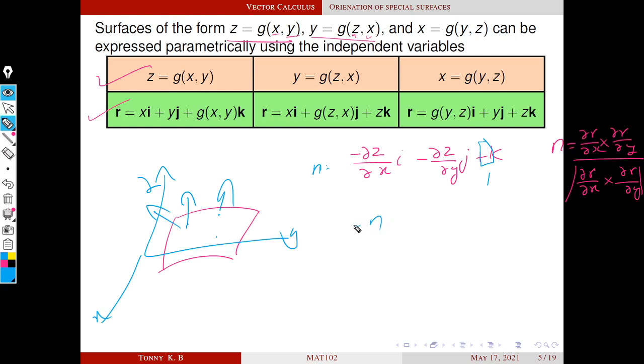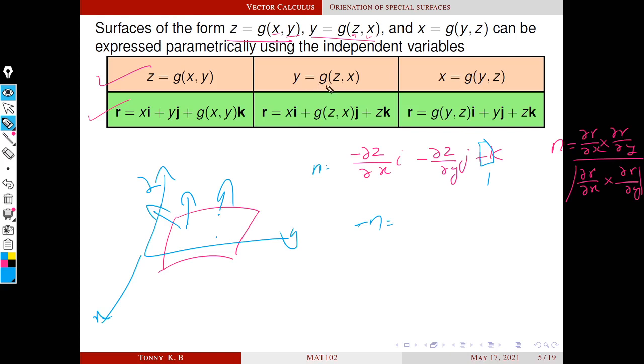And so what about minus n? If you compute minus n, what happens? This becomes plus, this becomes plus, and this becomes minus 1. So that is the downward direction. So in the case of z is equal to g(x,y), positive orientation means always upward direction, and negative orientation means always downward direction.